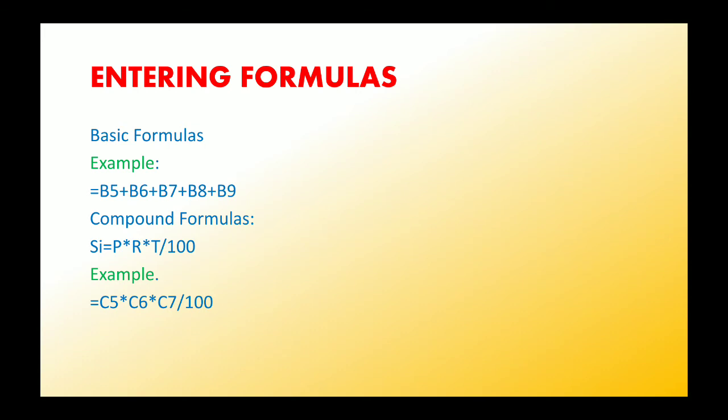For example, P is stored in C5, R in C6 and T in C7. Then these are the cell references, and we have to write only cell references in the formula in the Excel sheet. Now, equal to C5 multiplied by C6 multiplied by C7 divided by 100 will give us the simple interest in MS Excel.